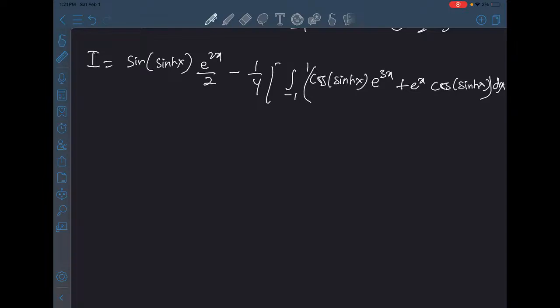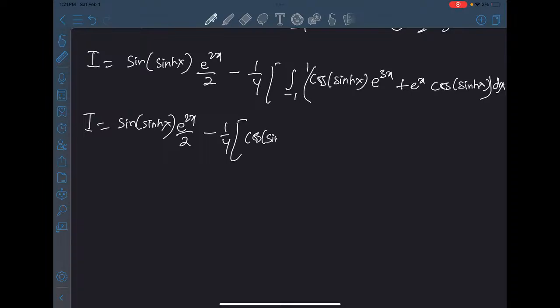Let me again do integration by parts. I have no other way. Wait. So I have sine of sin x, e to the power 2x by 2, minus 1 by 4. Now I will differentiate. First of all, it will be as it is, right? e to the power 3x by 3, from minus 1 to 1.